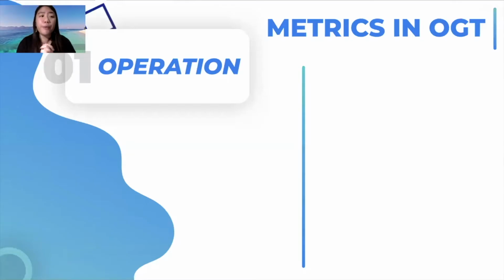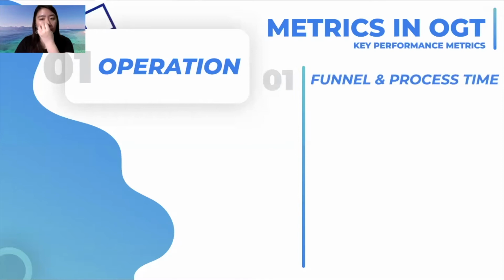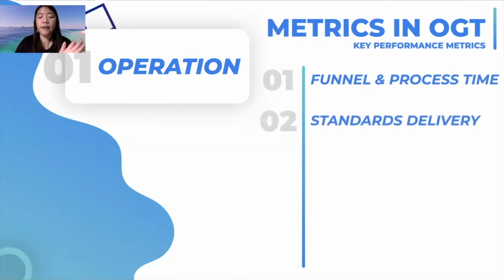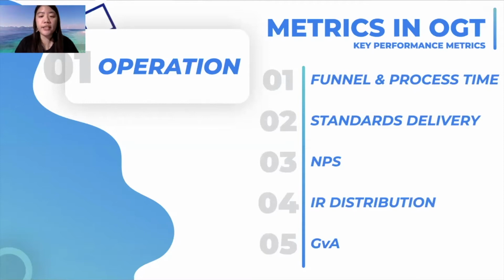The first one will be about operation. In operation, we have 5 major parts. The first one is function and process time. The second one will be about standard delivery. The third part will be about NPS. The fourth part will be about hierarchical distribution. And last but not least, it will be about goal versus actual GVA.